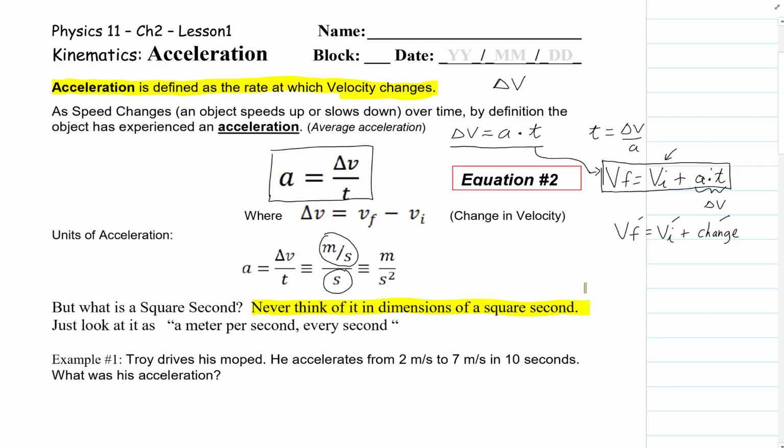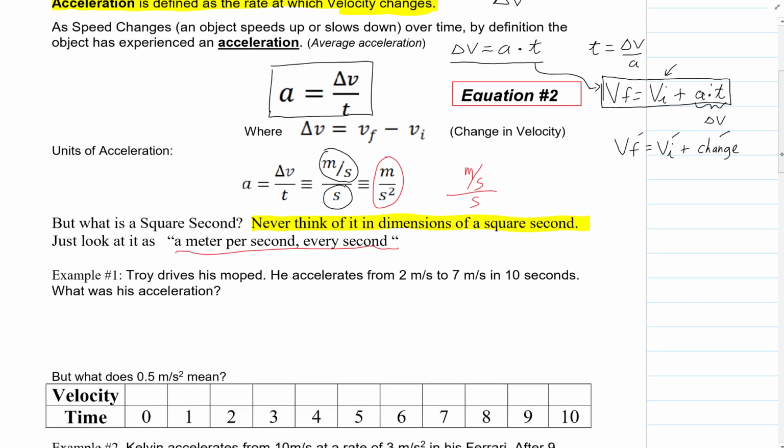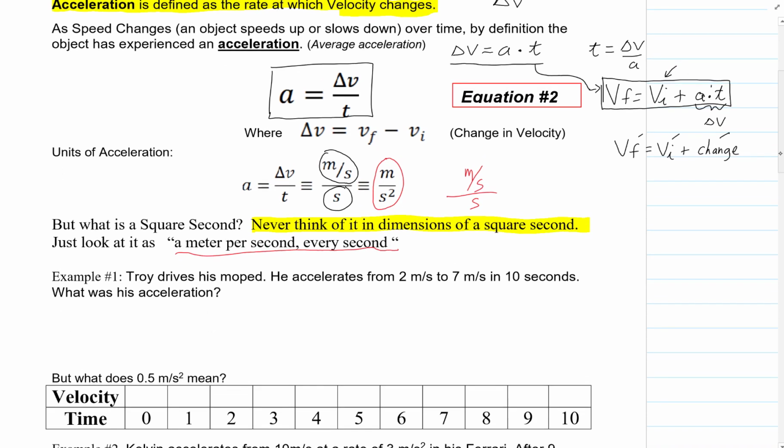Never actually think of it as a square second. I would like you to be able to write this down as meters per second squared, but think of it as meters per second every second. A meter per second every second. I repeated it because it's very important. Pay attention here. We're going to do an example so that you understand this meter per second every second.